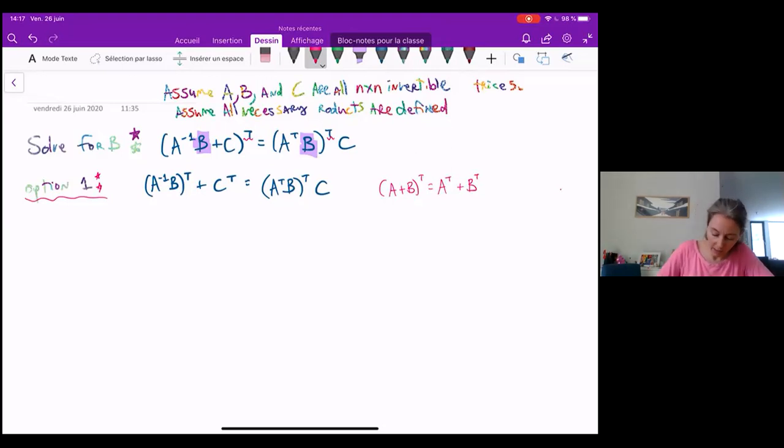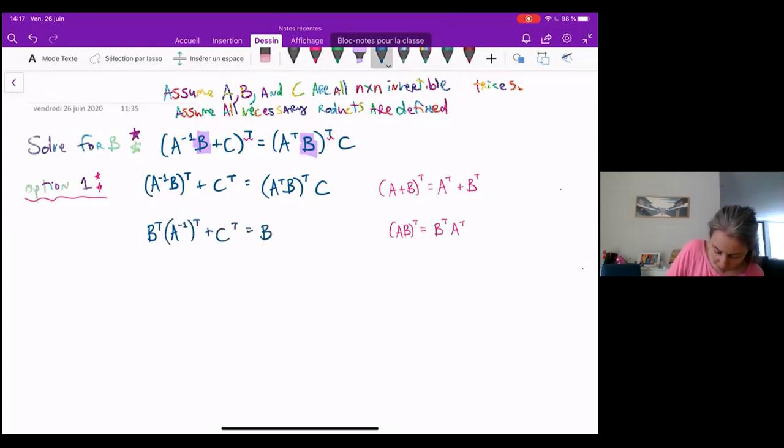Now, the next thing I'm going to use is that I can also distribute transposes inside of multiplication. I just have to make sure to flip the order of the things. Order of multiplication matters. Distributing the transpose, the order must flip. So I'm going to distribute this transpose here, and I'll get B transpose (A inverse) transpose plus C transpose is equal to B transpose (A transpose) transpose times C.